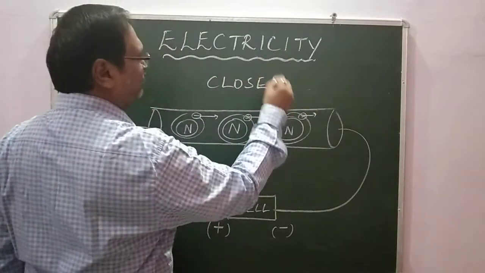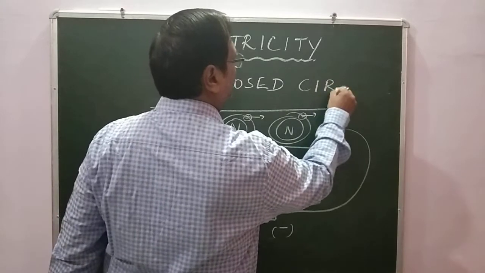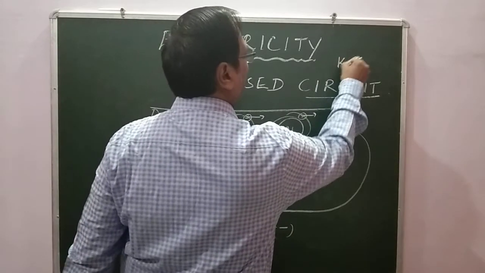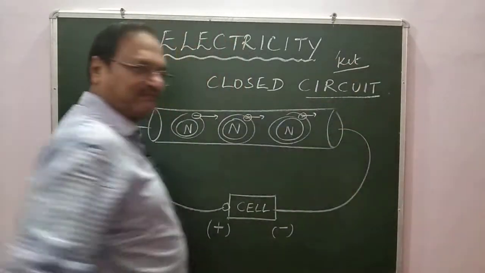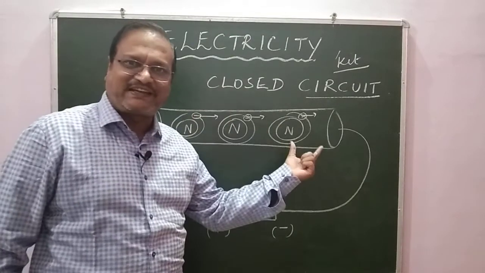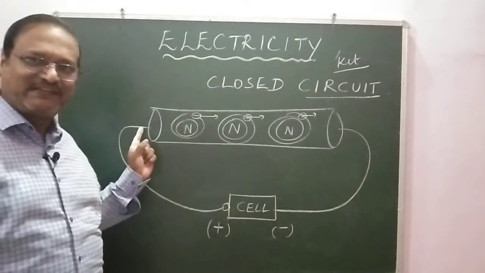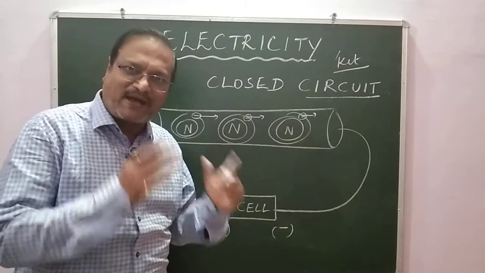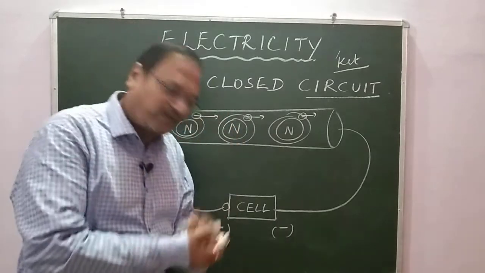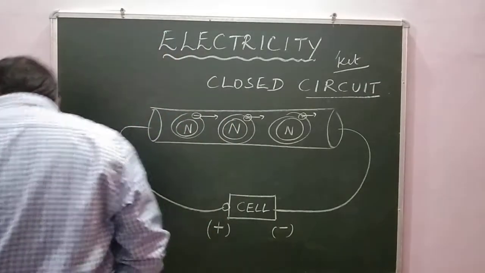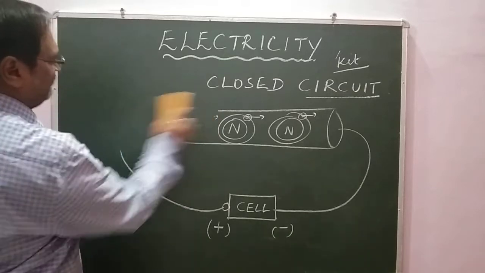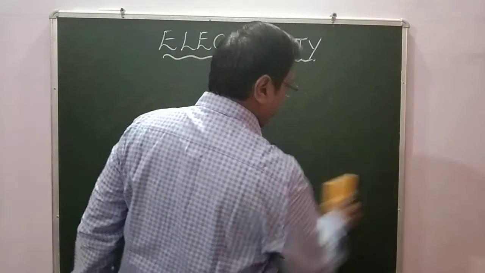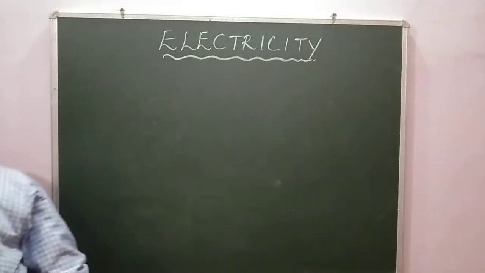I use the word circuit. So an electric circuit is a closed path in which the current is flowing. Now I am going to give you simple symbols for today. In this video, I will introduce basic symbols.